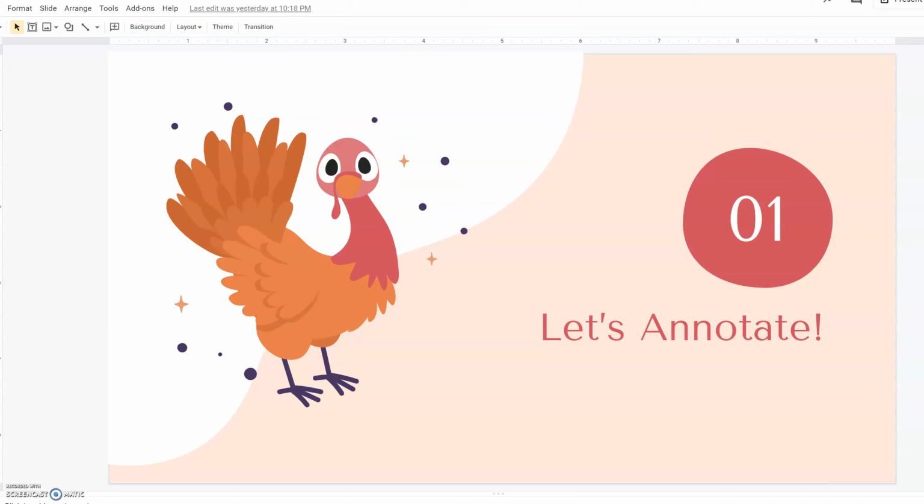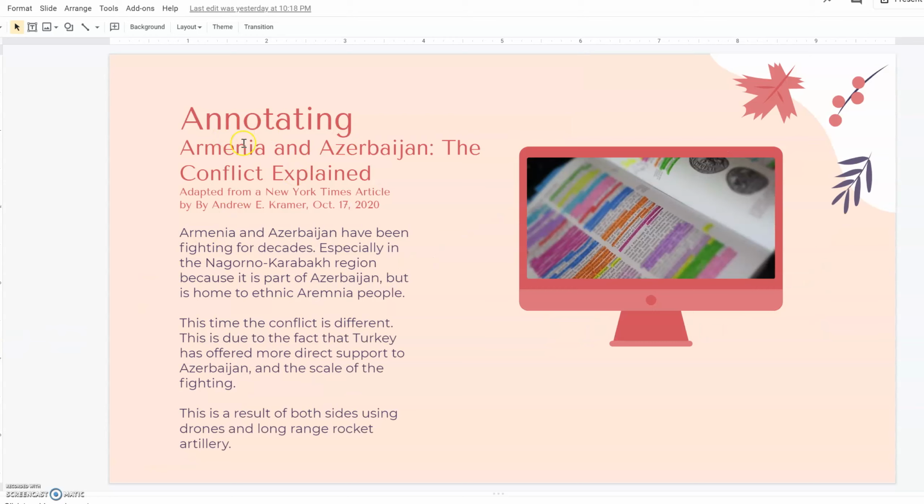Good. All right, so let's look at annotation for this kind of text. So annotating, here we have Armenia and Azerbaijan, the conflict explained. This is adapted from a New York Times article by Andrew E. Kramer, right? So this is a current event. It's happening right now, October 17, 2020. There's a major conflict, a major fight between Armenia and Azerbaijan going on right now.